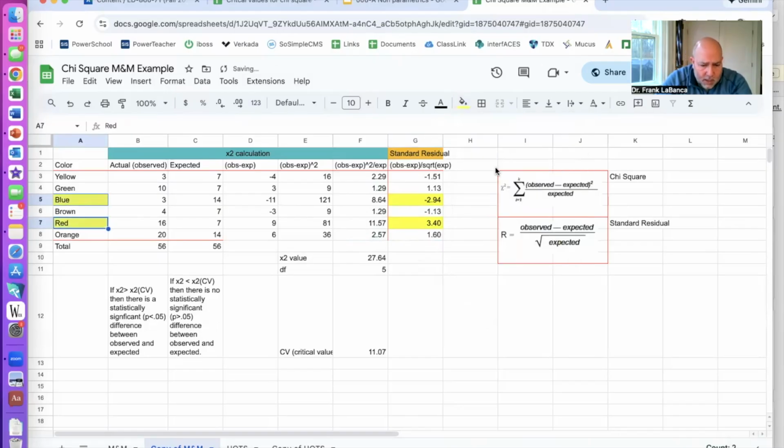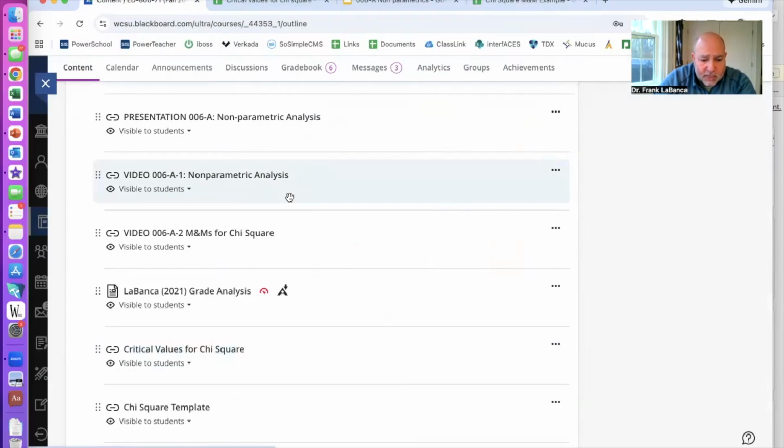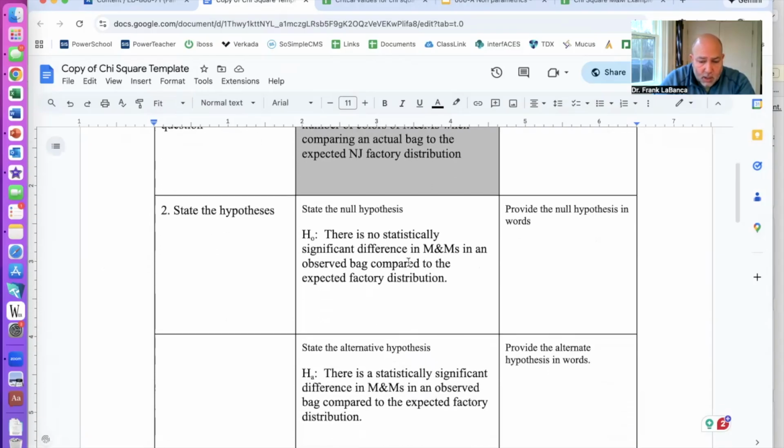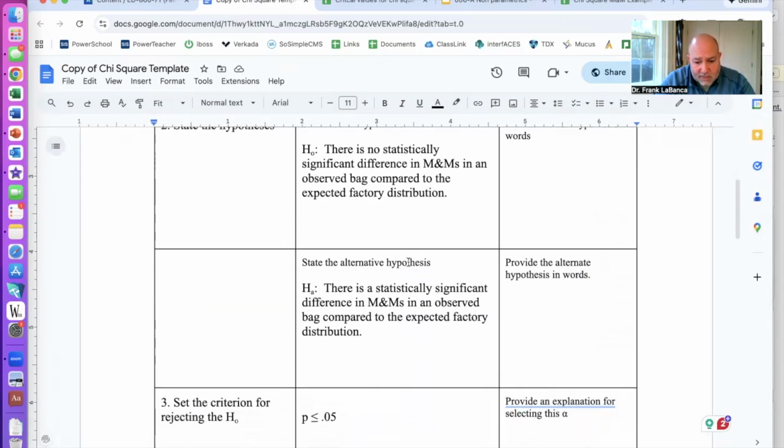Okay. And so if we go to write that up, I have a write-up of the chi-square already done for you, so you can take a look at what it looks like. The research question: is there a significant difference in the number of colors of M&Ms when comparing the actual bag to the expected New Jersey factory distribution? The null, as always, is that there's no statistically significant difference. And then the alternative is that there is.